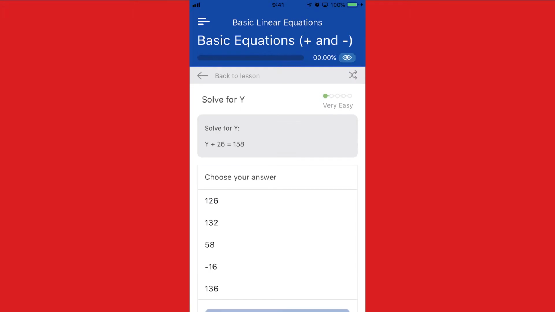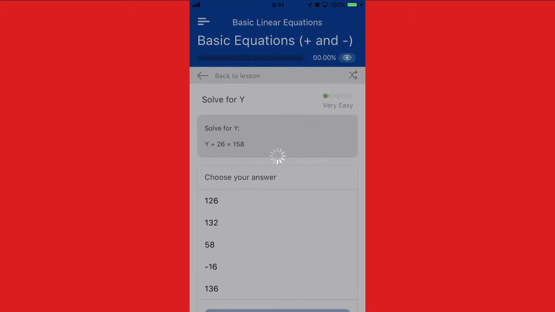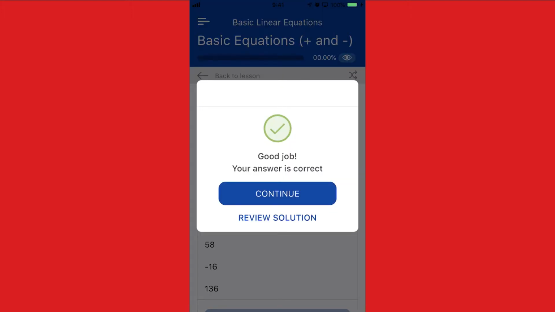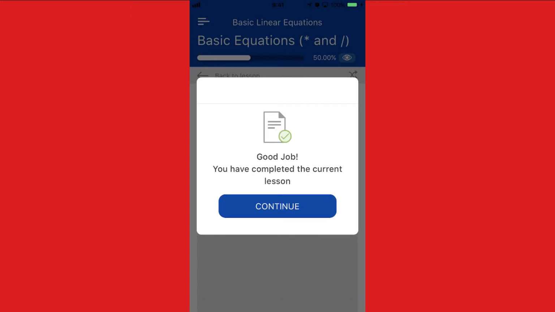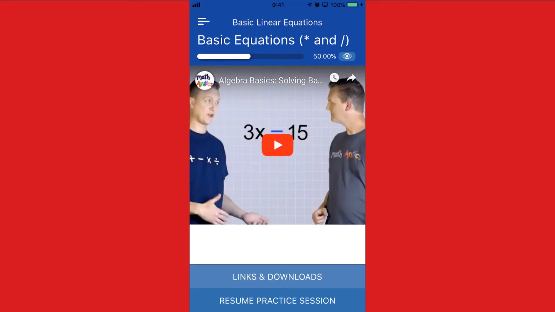So, I'll do another question, a third one. y plus 26 equals 158. I think it's 132. Check my answer. I got 3 in a row. Good job. Your answer is correct. Continue. And then it tells me, good job, you've completed the current lesson. The student clicks Continue to get to the next lesson.